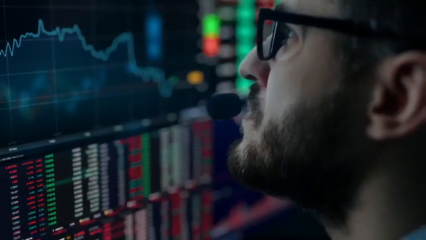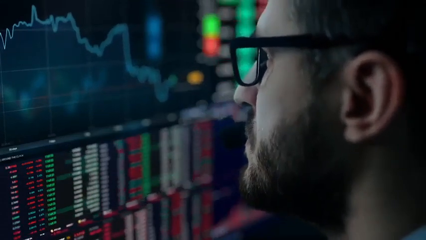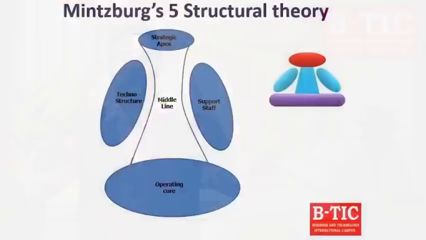Mintzberg's five-part structural theory can be used to analyze organizations' structures, or you can use it to develop a structure for an organization as well. It has five areas. The top bit is the strategic apex, the bottom bit is the operating core, the side bit is the supporting staff, and on the other side is the techno structure. To connect all these four, you have the middle management, the middle line.